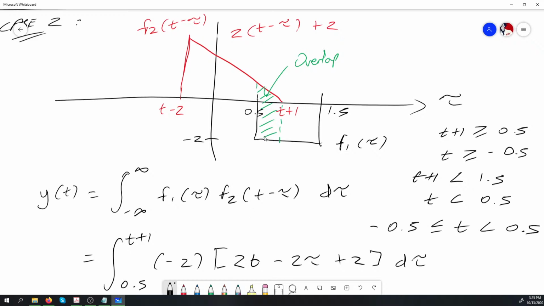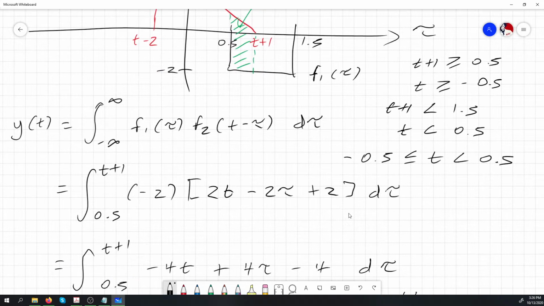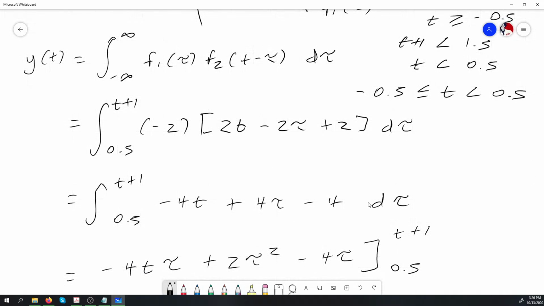When we did our integration for the overlap, the uppermost limit and the lowermost limit here were t plus 1 and 0.5. F1 of tau here was just -2. And F2 of t minus tau here was 2 in the brackets t minus tau plus 2. And we expanded this out accordingly. We got 2t minus 2 tau plus 2 here, d tau. And then we expanded it and we went about doing our integration.